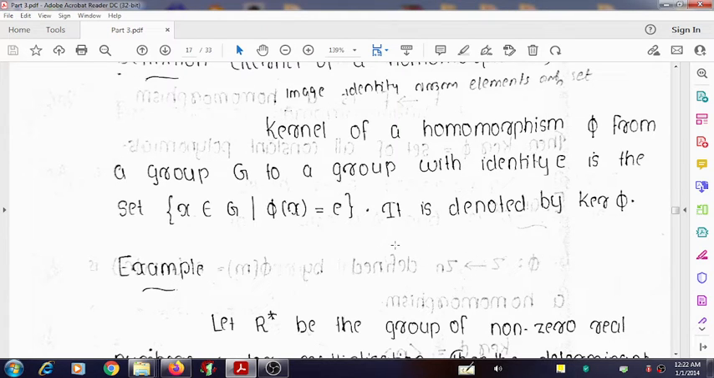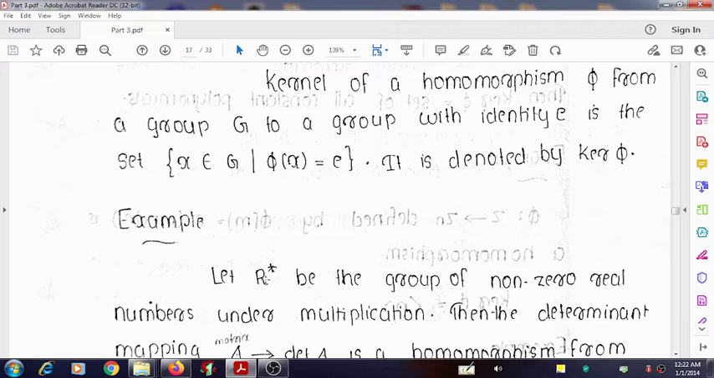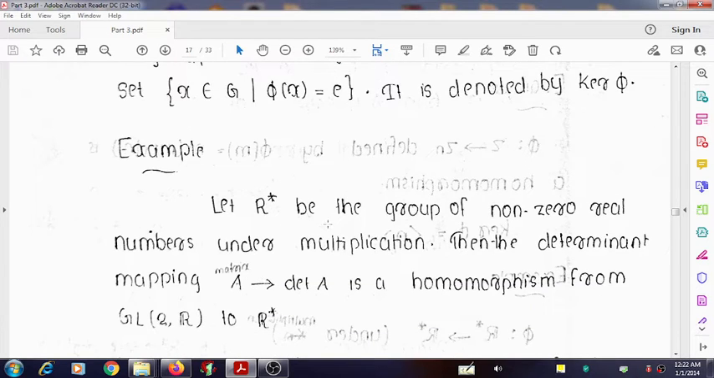Now we are going to see some examples. In the first example we consider R star, the group of non-zero real numbers, with respect to the multiplication operation. When you consider the operation of multiplication, one problematic element is there, that is zero. You have to remove that element from the set, and thus we get R star. In R star, zero is not there. It is excluded.